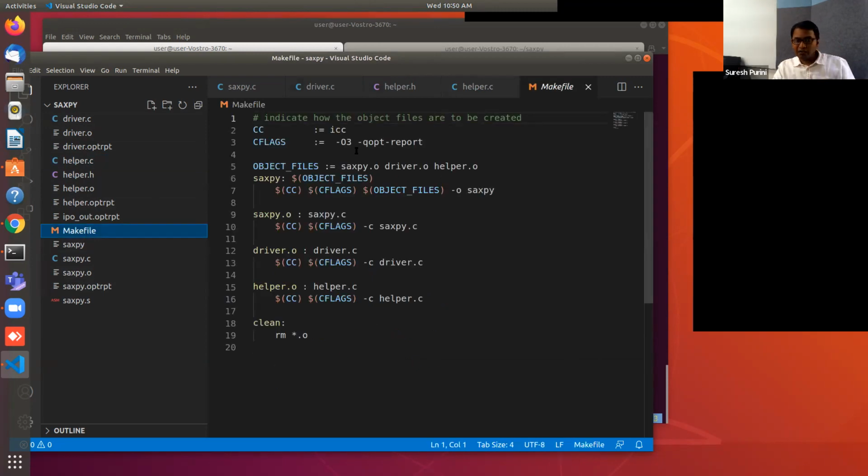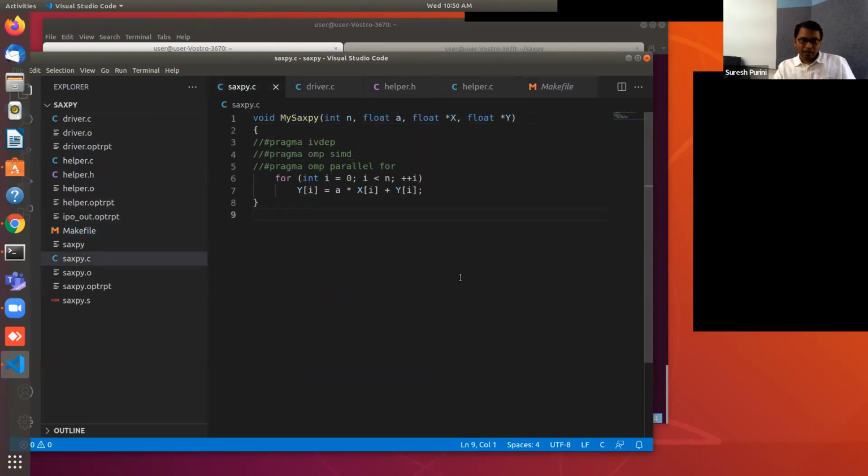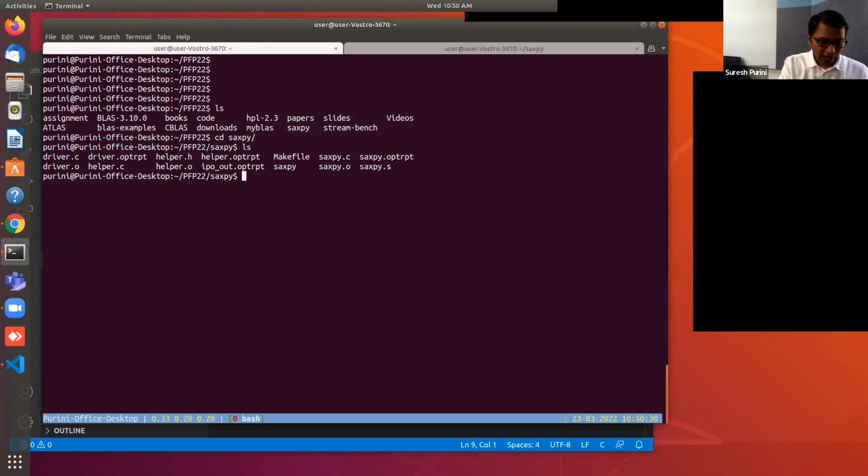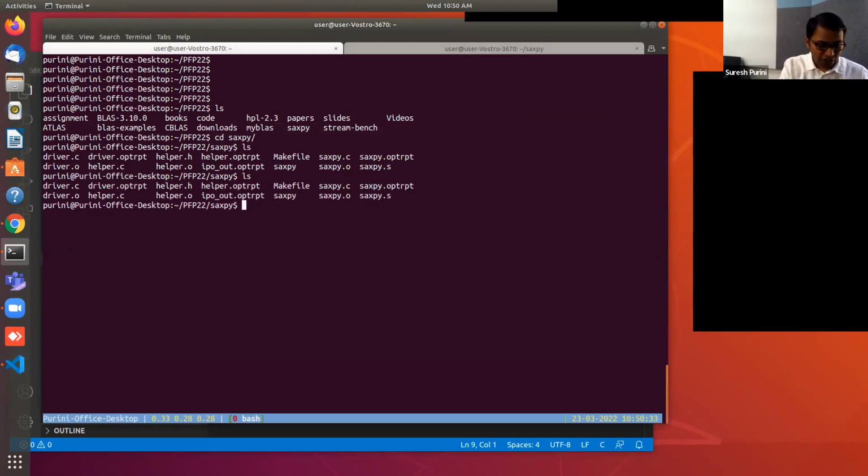The compiler that we are using is the ICC compiler, with the -O3 option. Right now, if you see, we are not using any optimizations, and we are not doing any parallelization. So everything is common. This is the baseline code that we have. So now let's go here and try to do the computation.